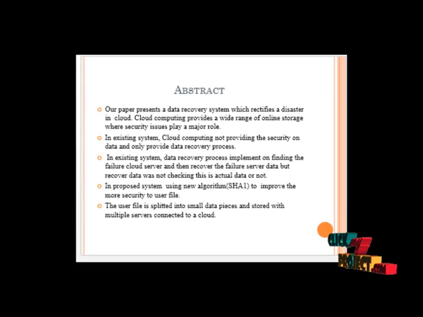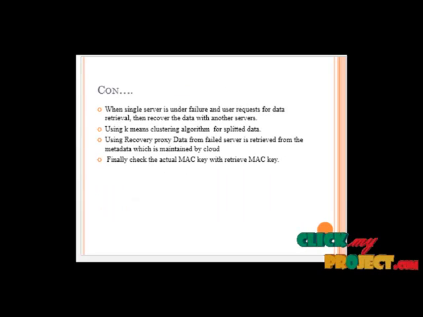In the proposed system, a new algorithm, SHA-1, is used to improve the security of the user file. The user file is split into small data pieces and stored with multiple servers connected to the cloud. When a single server fails and the user requests data retrieval, the data is recovered from the other servers using the k-means clustering algorithm for the split data.